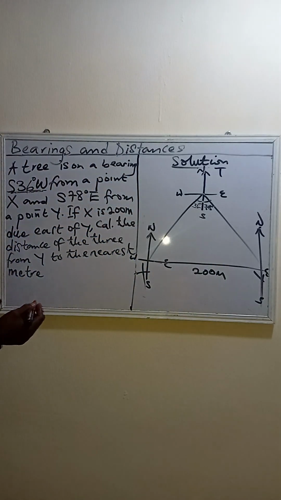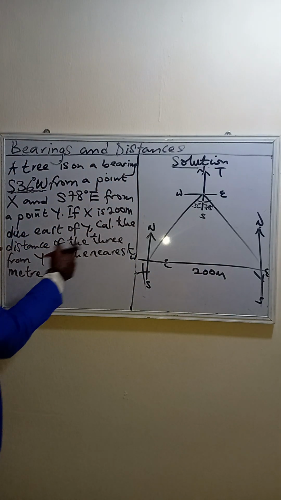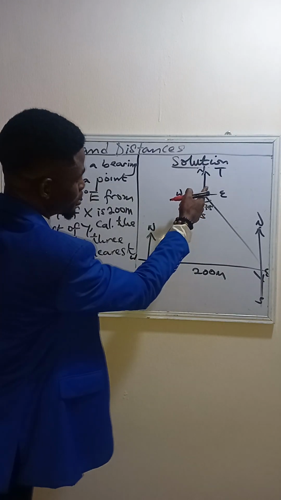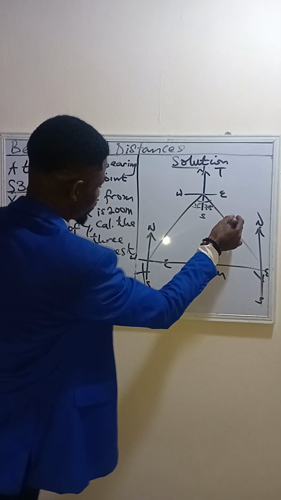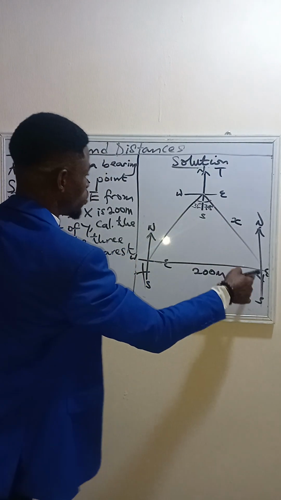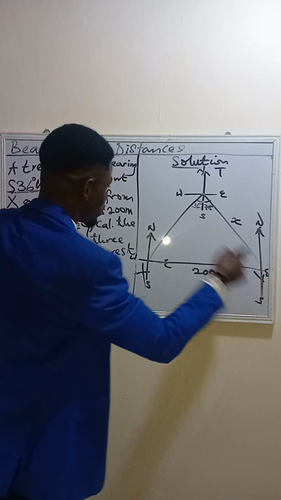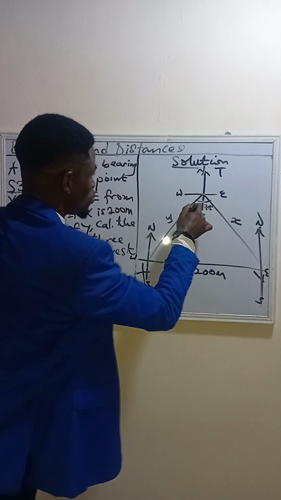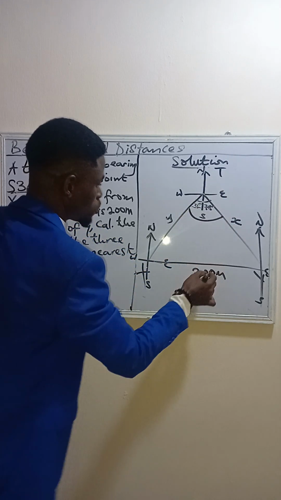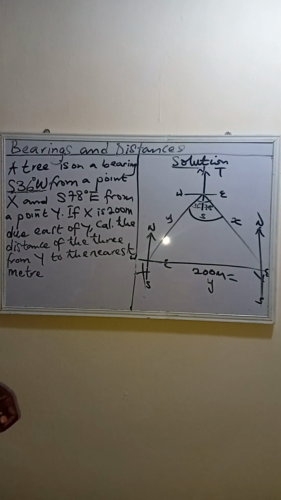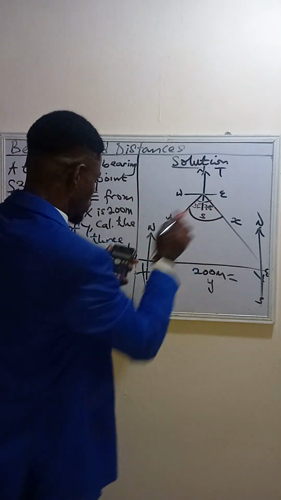And what is the question to consider? Calculate the distance of the tree from Y to the nearest kilometer. So we are asked to calculate this side. We can make this one small x, the opposite of angle Y is small y, the opposite of angle S is small s, and the opposite of angle T is small t, which is this one. But before you can do that, you need to add up these two angles.